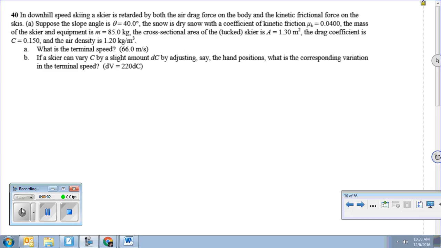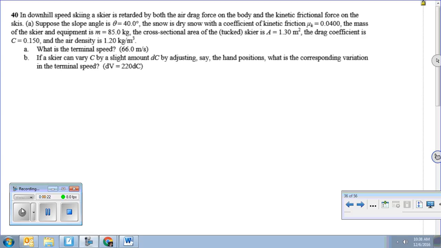All right, so here we go. It says in downhill speed skiing, a skier is retarded by both drag and kinetic friction on the skis. So in part A, it says suppose the slope angle is 40 degrees and the snow is dry with a coefficient of kinetic friction of 0.04, mass of the skier, and so on. So we've got all this information.